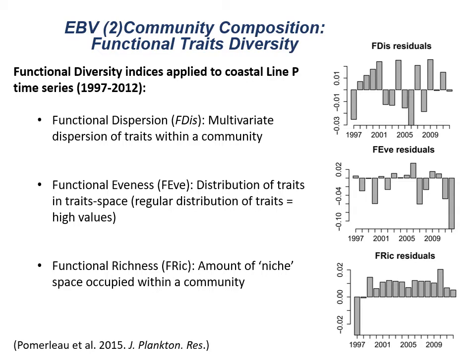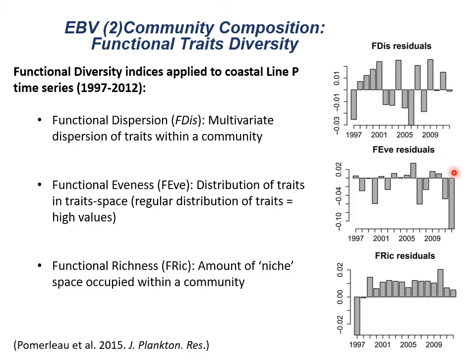We can use the species traits matrix I just showed you to calculate functional diversity indices, which are analogous to taxonomic diversity indices. This upper panel represents interannual variation of functional dispersion for coastal Line P stations sampled between 1997 and 2012. The functional dispersion is analogous to Shannon diversity and represents a multivariate dispersion of traits within a community. So here positive values represent an overdispersion of traits relative to the time series mean.